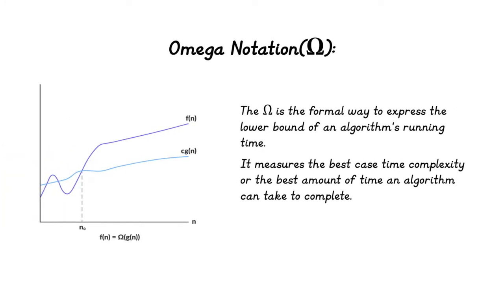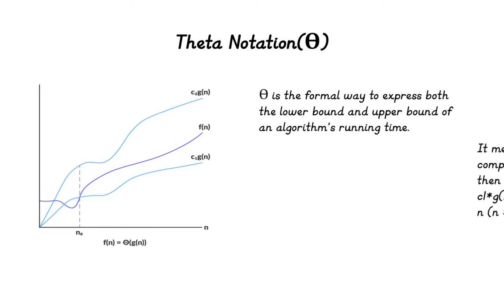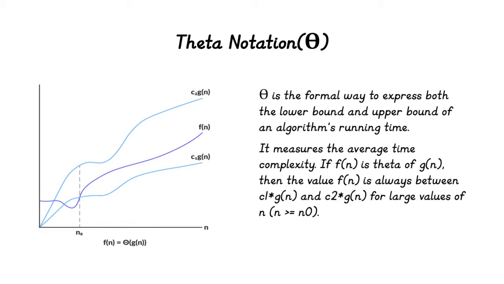Omega notation is a formal way to express the lower bound of an algorithm's running time. That means it measures the best case time complexity, or the best amount of time an algorithm can take to complete. Next one is theta notation. Theta notation is a formal way to express both the lower bound and upper bound of an algorithm's running time. That means it measures the average time complexity.